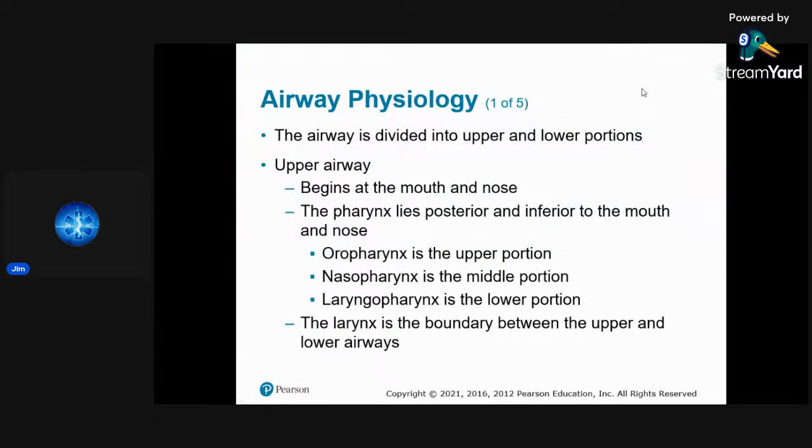Airway psychology. The airway is divided into two parts, the upper and lower. The upper begins at the mouth and nose. Behind the mouth and nose, it goes into the pharynx, which is in the posterior, the back, and lower part of the mouth and nose. We have an oropharynx, which is behind the tongue, and a nasal pharynx, which comes off of the nose, right? And the laryngeal pharynx is the lower portion, right above the larynx. And the larynx is the boundary between the upper and lower. That's the dividing line. Above the larynx is upper airway, of course, and below the larynx is lower.